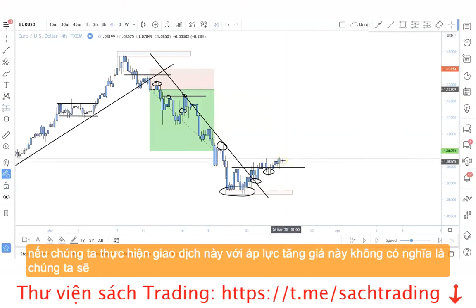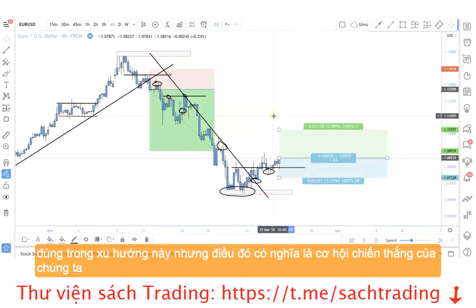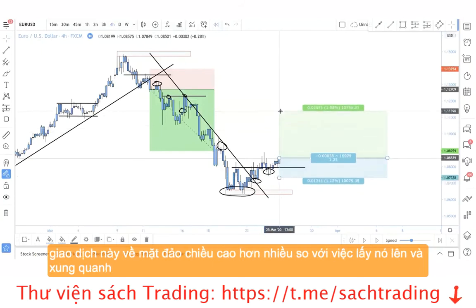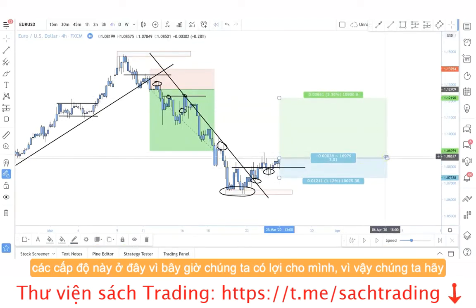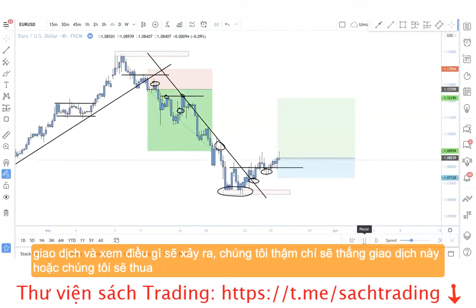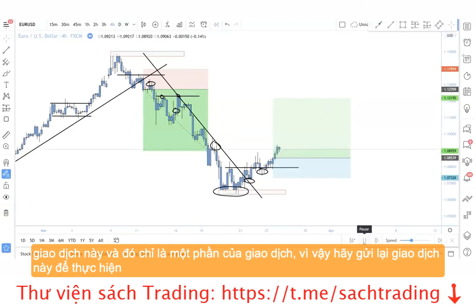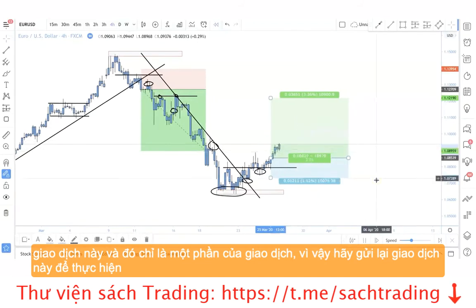So if we take this trade with this bullish pressure, it doesn't mean that we're going to be right in this bias, but what it does mean is that our chances of winning this trade in terms of the reversal is much higher than taking it up and around these levels here, because now we have confluence in our favor. So let's take the trade and see what happens. We'll either win this trade or we'll lose this trade, and that's just part of trading. So let's send this back to make sure that it's clear.